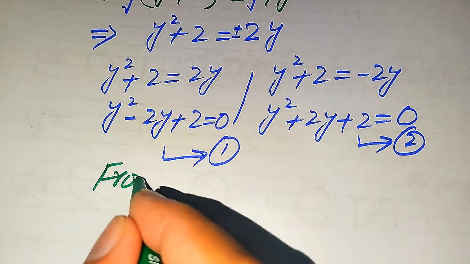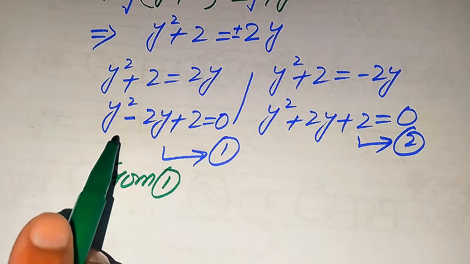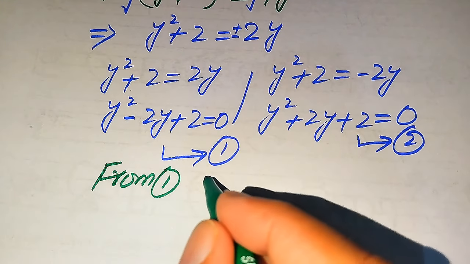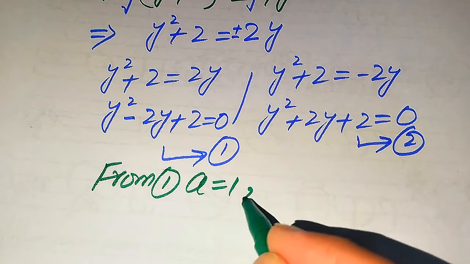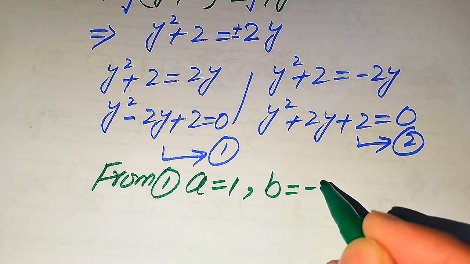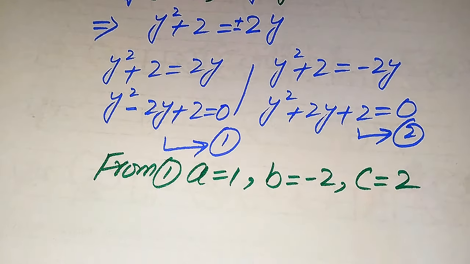So here first we focus on equation number 1. This is a quadratic equation, and we apply the quadratic formula here. For this we write the coefficients of this equation: a equals 1, b equals minus 2, and c equals plus 2.